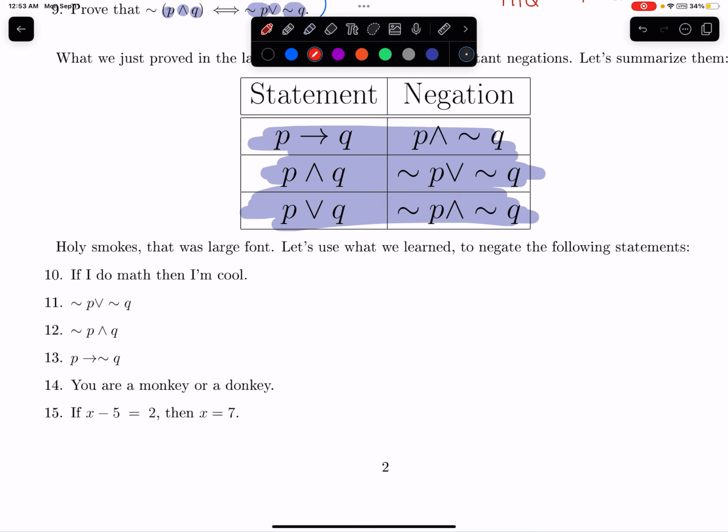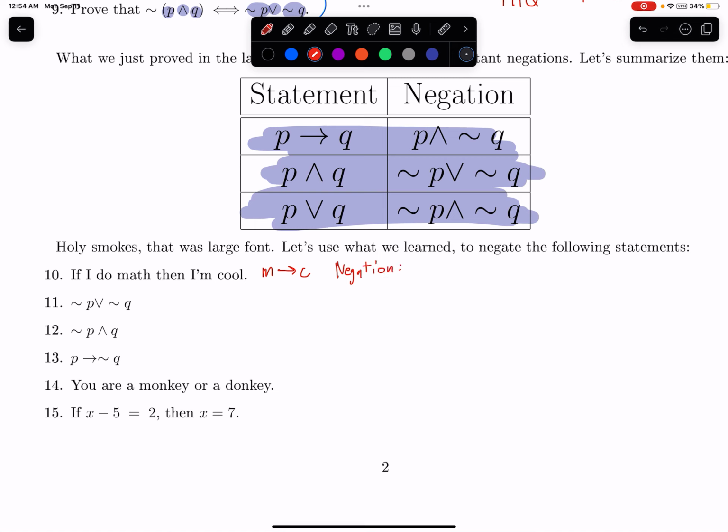And let's translate this. Right now it's written in English. Let's translate it to symbols so we can translate it back to English at the end. If I do math, then I'm cool. That would be like saying if M, then C, right? That's the original statement. Or if you like, you can use P's and Q's. If M, then C, the negation. So right now we're practicing negations. The answer is the negations.